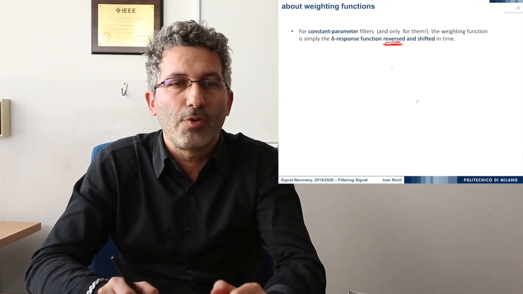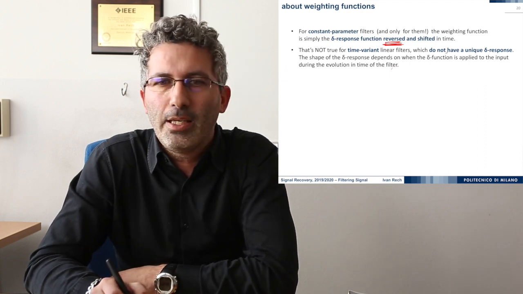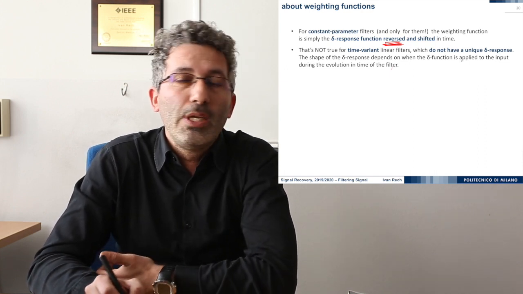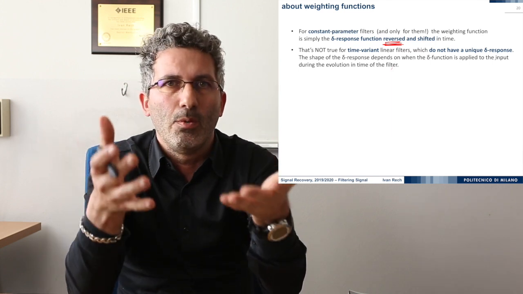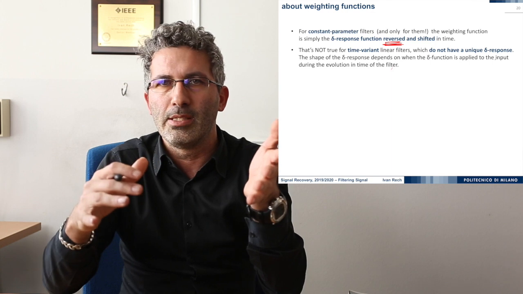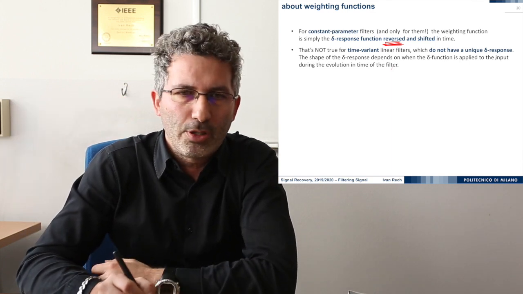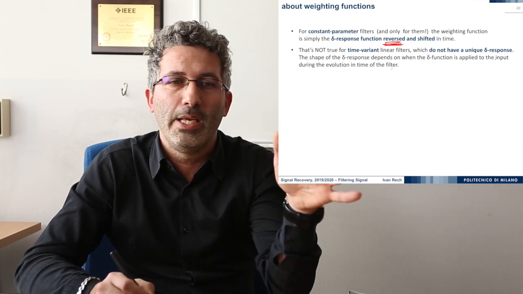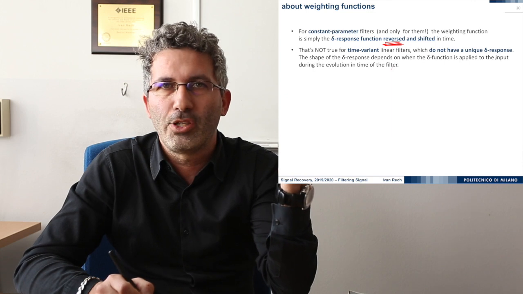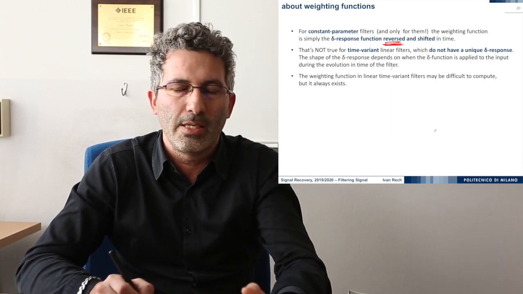So, this is for the constant parameter filter. For a time-variant, or not constant parameter, filter, you do not have a unique delta response because it depends on the measurement time. We saw that at a certain point it is 0, at other points it has a different value. It depends on the measurement time. And normally it's not so easy to calculate the weighting function of a non-constant parameter filter. It's absolutely not easy.